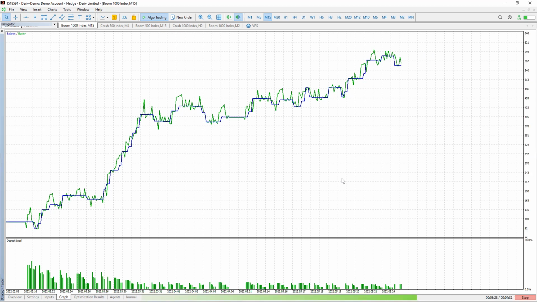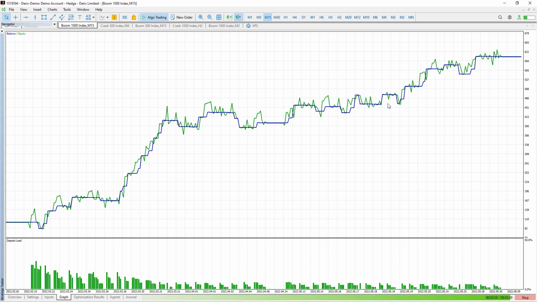Here it's showing you the graph of the progress of how the robot is performing. This is where we started. It went down a bit to 82, then started going up again, and now we're around 600 from a deposit of 100. Remember we're using one of the smallest lot sizes. If you have traded Boom and Crash before, you know what I'm talking about. We're just using a lot size of 0.3 on a deposit of $100. Okay, it's done.